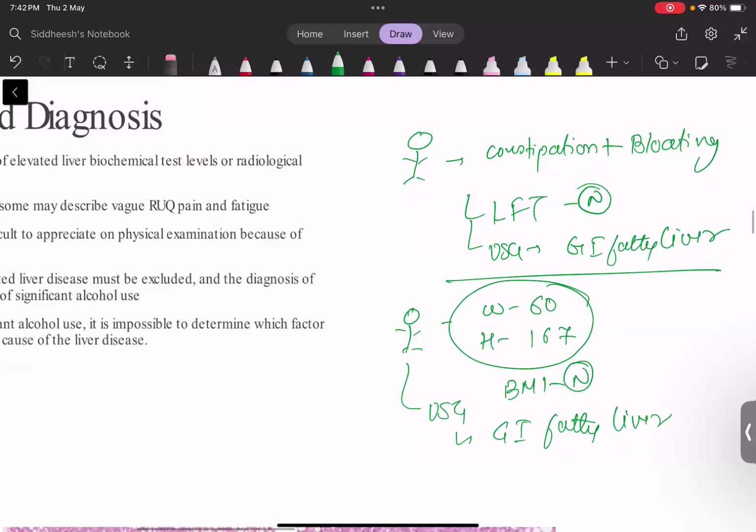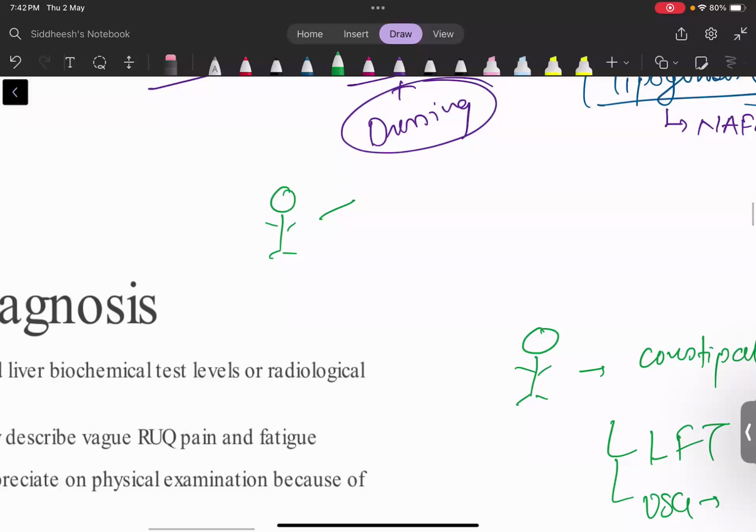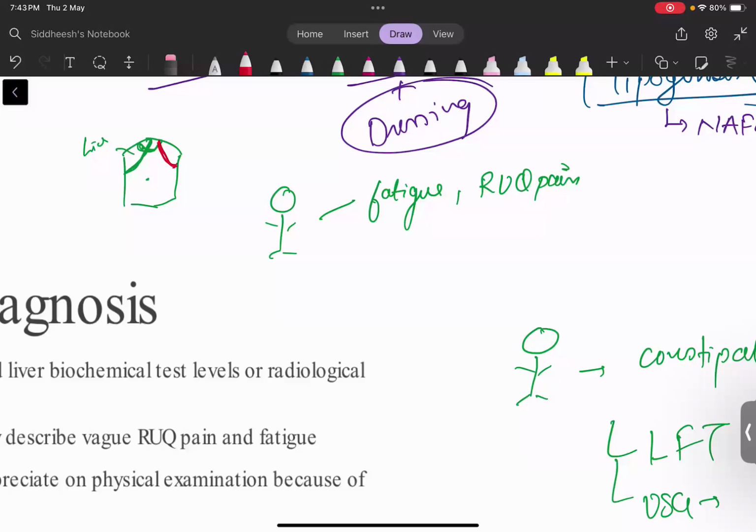Now let's take one more example. Suppose in OPD one patient is coming. He or she might complain of fatigue or right upper quadrant pain. So in gastroenterology, what we do, we draw a benzene structure. This represents your abdomen cavity. This is your umbilical part. Now this is your right upper quadrant, where we have our liver. Here we have epigastric. Here we have our left upper quadrant, where we have our spleen, and there we have our left flexure and right flexure.